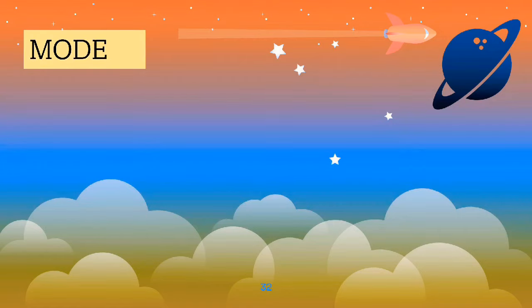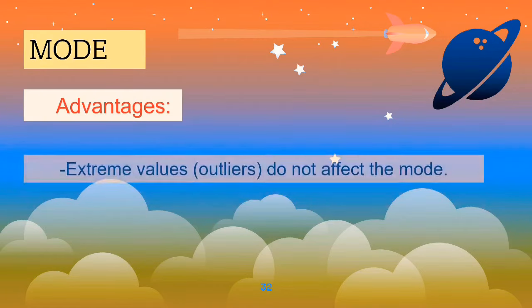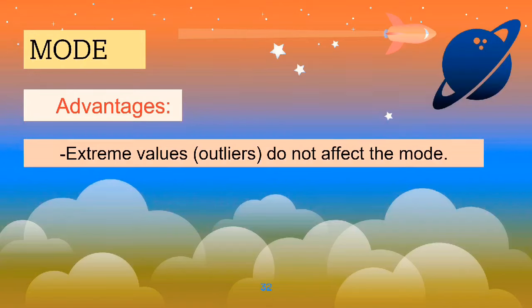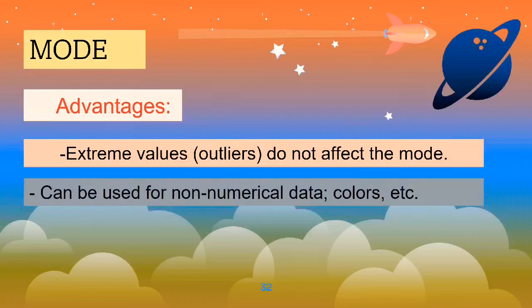For the mode, just like the median, it is also not affected by extreme values or outliers. And also, it can be used for non-numerical data, just like colors and many more.